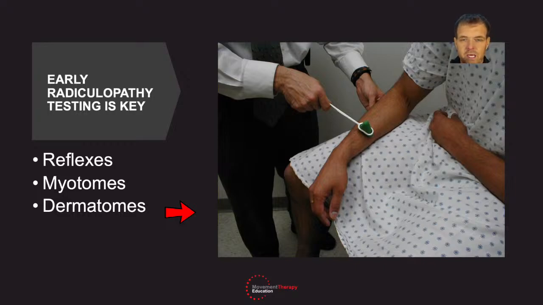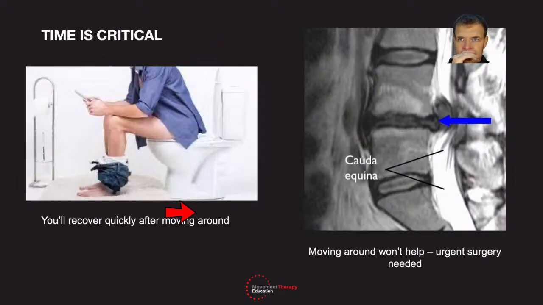And again, depending on where the problem is, operated on pretty quickly. Okay, if there is a potential that there is a compression of a nerve for a long period of time, so time is critical. With this example, you'll recover quickly after moving around. With this example, you won't. Moving around won't help. Surgery is needed. Okay, so you have to have surgery.